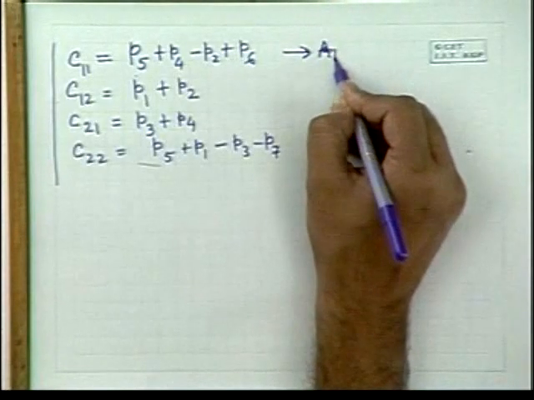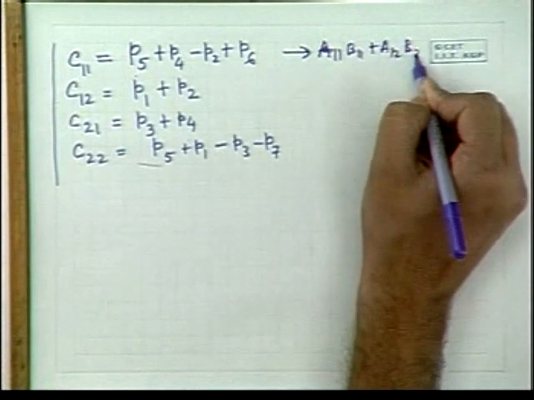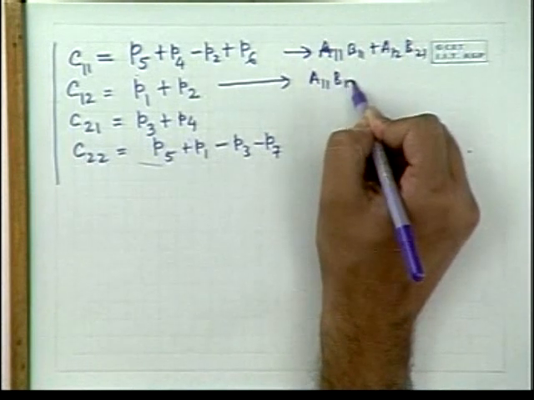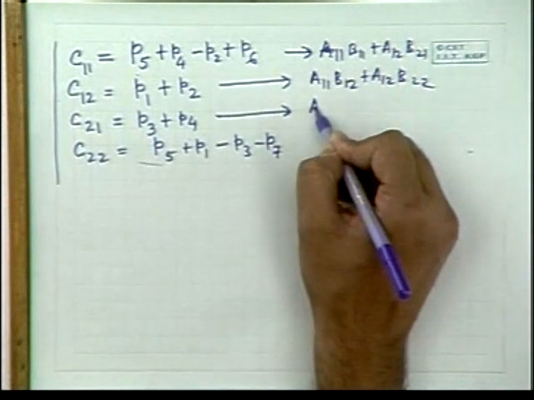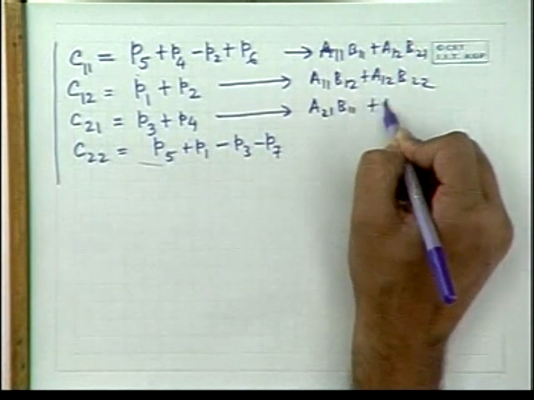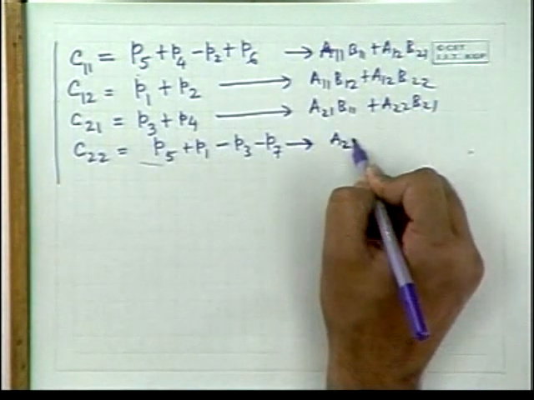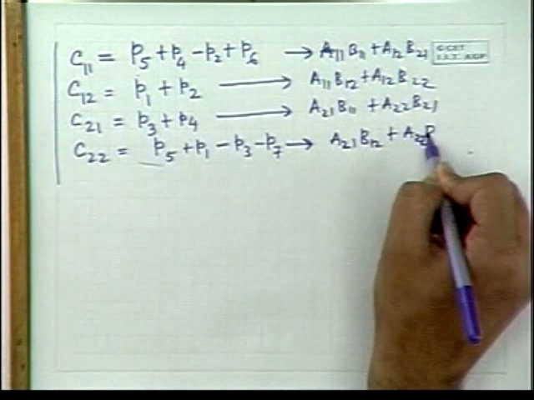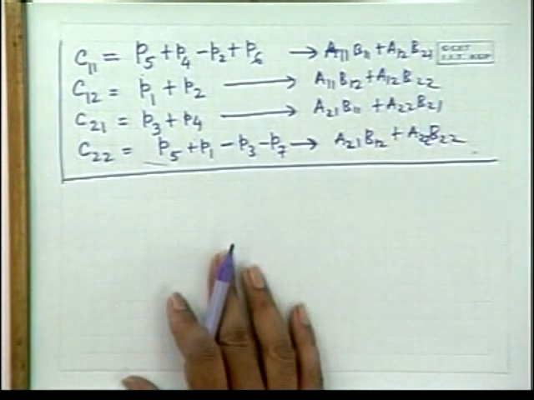If you verify, this will give you actually A11 B11 plus A12 B21. This one will give you A11 B12 plus A12 B22. This one will give you A21 B11 plus A22 B21, and this one will give you A21 B12 plus A22 B22. So you have got all the elements from the Pi's.